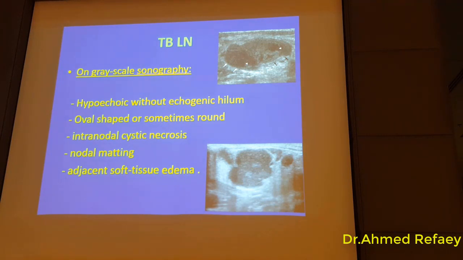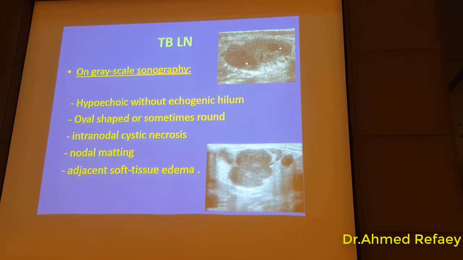Coming to the third one, which is the tuberculous lymph node. On grayscale ultrasound, the tuberculous lymph node is hypoechoic without echogenic hilum. So here we have loss of the normal echogenic hilum, it's not there. So hypoechoic without echogenic hilum, oval shape like normal or sometimes rounded.